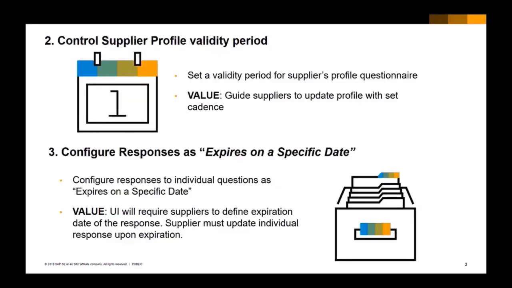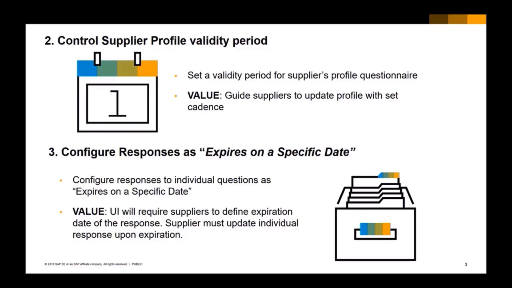The second DIY can actually be carried out directly in the supplier profile questionnaire. And it's just enabling for the supplier profile questionnaire to have a validity period. And then after that period has passed, the supplier will be prompted, depending on how you configured our DIY number 1 at the site level, the supplier will be prompted to update any pertinent information if the profile has expired.